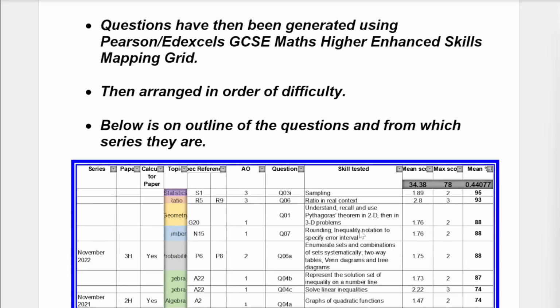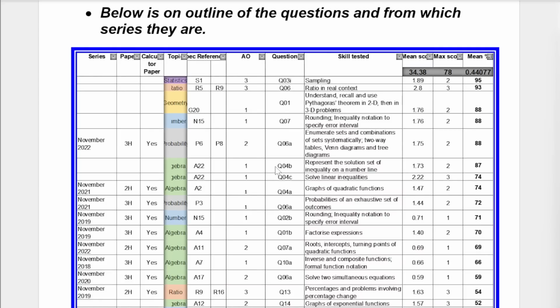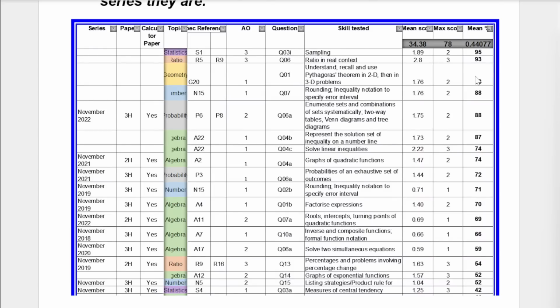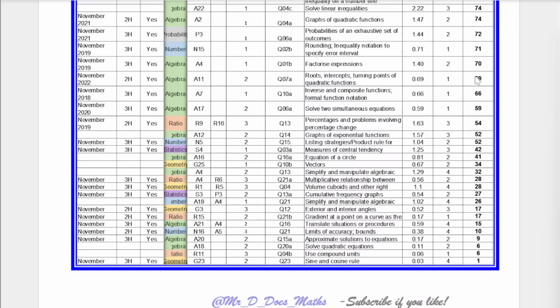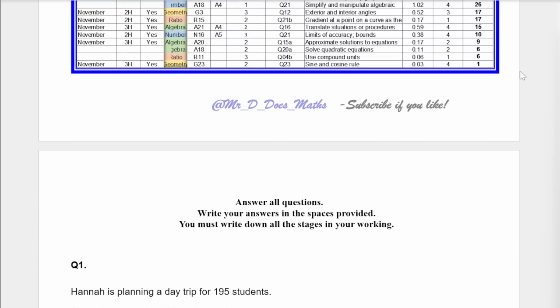Following on from that, what I've done is I've used Edexcel's GCSE higher tier enhanced skills mapping grid to select my questions, and then I've arranged them by mean difficulty. So I've found all the questions that matched. I've tried to use common questions, and then once I had those all selected, I've just done a ranking in terms of mean percentage difficulty. And that's how this paper has been produced. And without any further ado, I shall crack on with question 1.